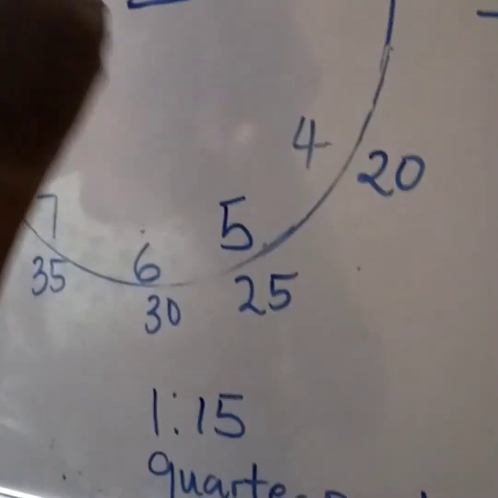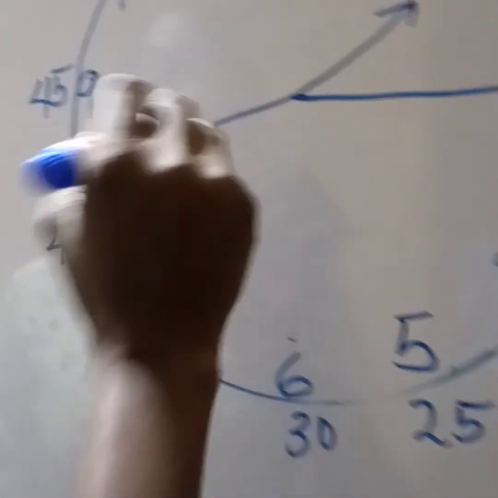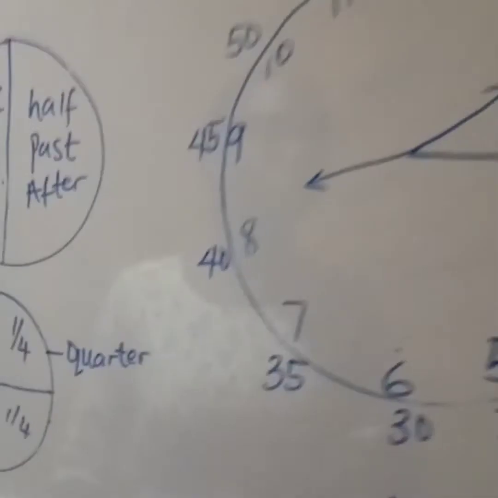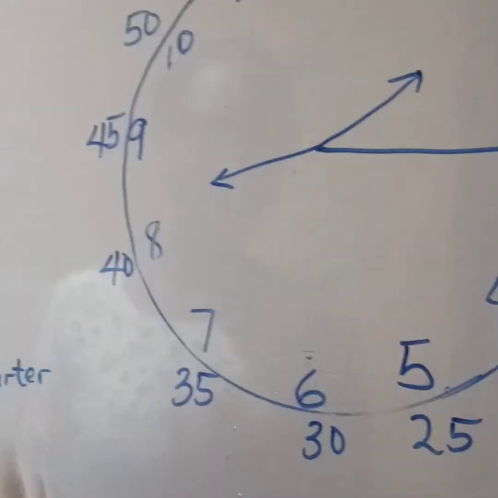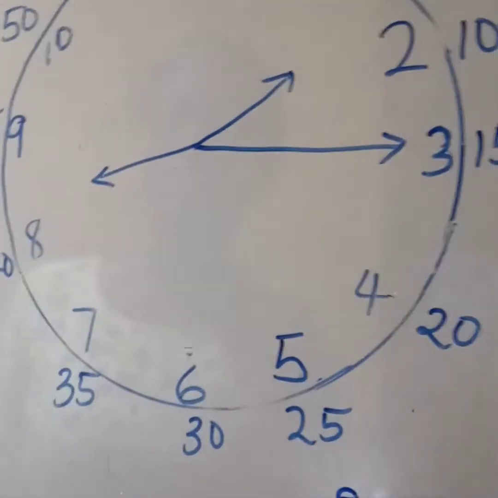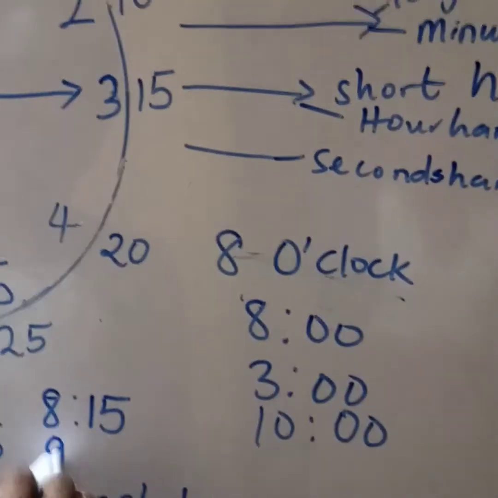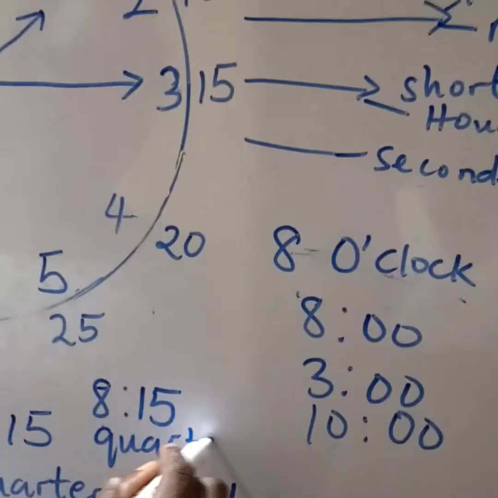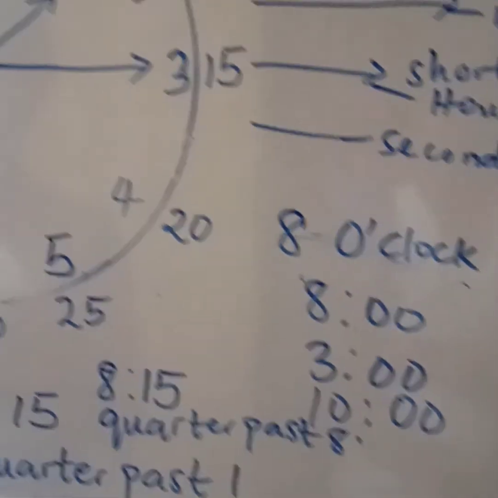Now in this case, when the short hand decides to be in between 8 and 9, what will be the time? It's going to be what? The smaller number will take it. It is going to be what? 8:15 or what? 8:15. I believe you understand.